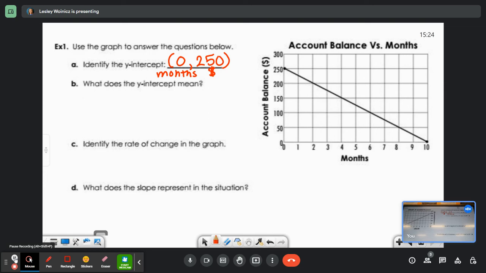I suggest labeling your Y-intercept with the units because after that, it becomes really easy to explain it.